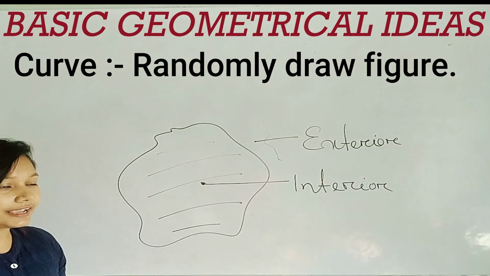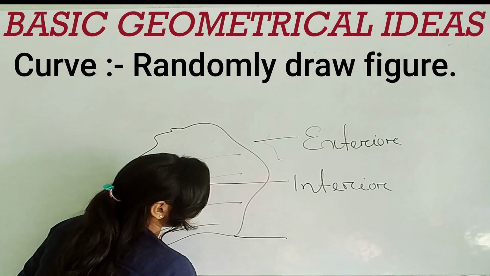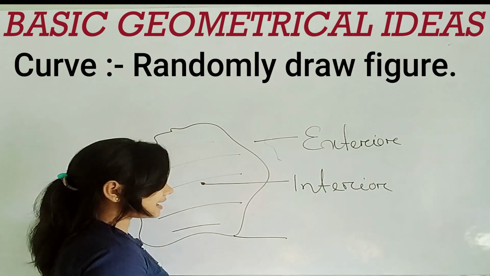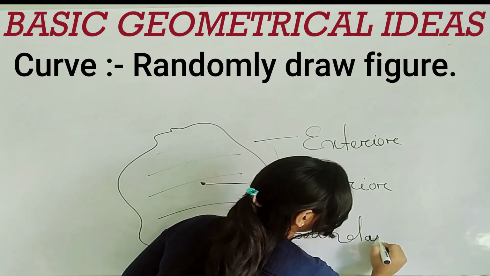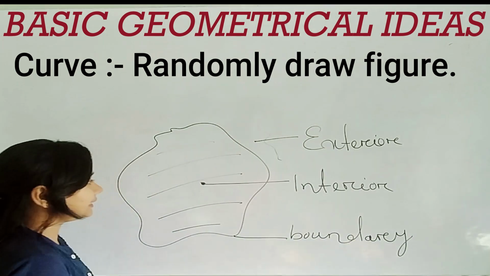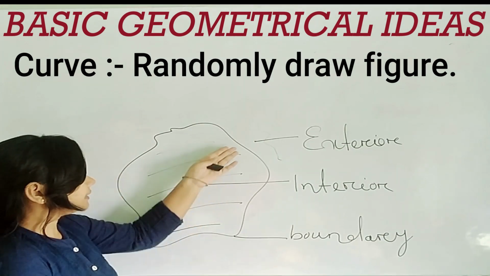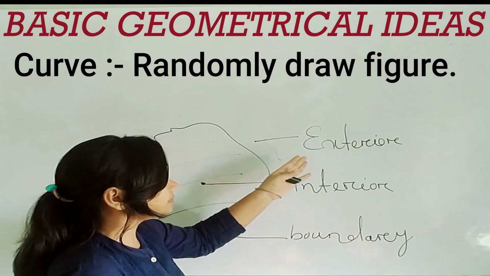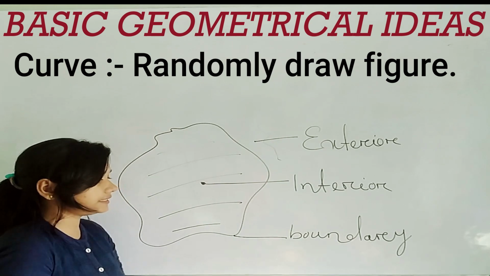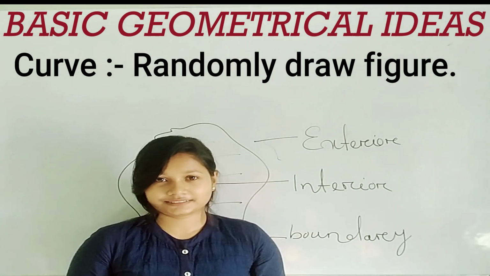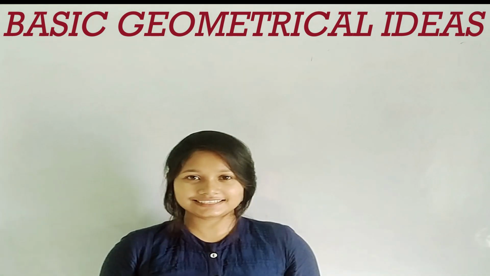And the area which is on the curve, meaning on the boundary of the curve, is known as the boundary of the curve, right? The area inside the curve is known as the interior of the curve, the area outside the curve is known as the exterior, and the area which is on the curve is known as the boundary of the curve. That's all about curves. Now let's come to our next topic, that is polygon.